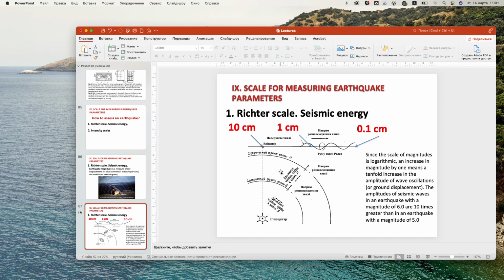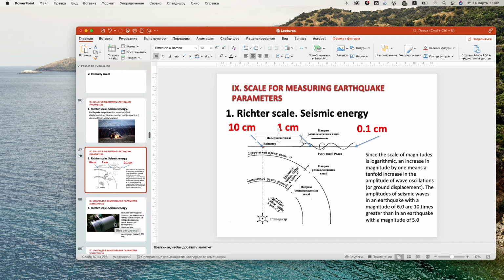And the Richter scale is devoted to the comparison of this displacement, to the ratio of this displacement with the distance from the epicenter. And nevertheless, you have defined displacement here or here, you will find the same energy which was emitted from the hypocenter.